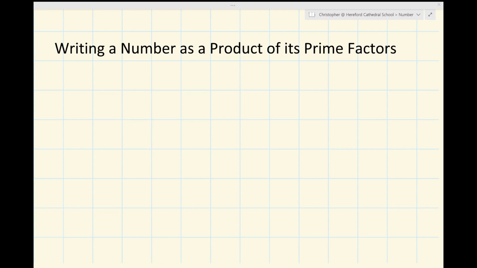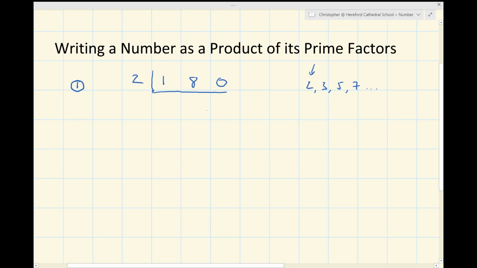So, method number one, this is the method that I learned when I was at school. And you might call it the ladder method, I suppose. I think it's the most complicated of the methods, but I'll show you because perhaps it'll suit you. You need to know your prime numbers 2, 3, 5, 7, and so on. And what you do is you write the number that you are working on. I'm going to write 180 as a product of its prime factors, and you divide by the first prime number until the first prime number won't divide into your number anymore.